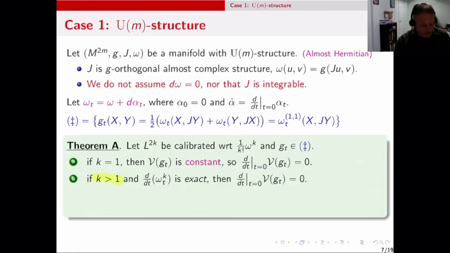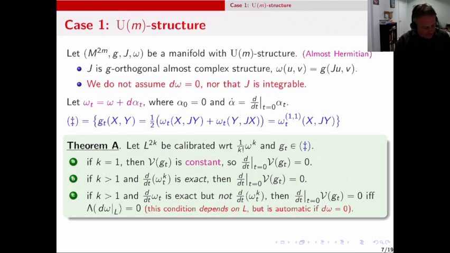If k is bigger than 1, then we have 2 subcases, right? Here we were saying that omega t varies in the direction of exact forms. So that means that the time derivative of omega t is certainly exact. Okay? Well, it may not be that the kth power of omega t also has exact time derivative. Suppose it does. So if omega t to the power of k has an exact time derivative, then in fact we have a critical point.